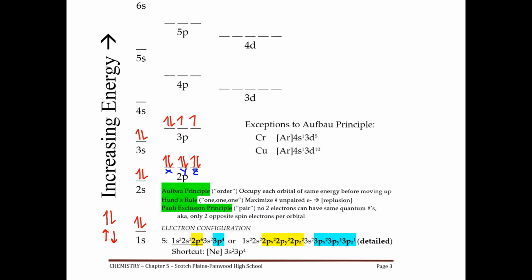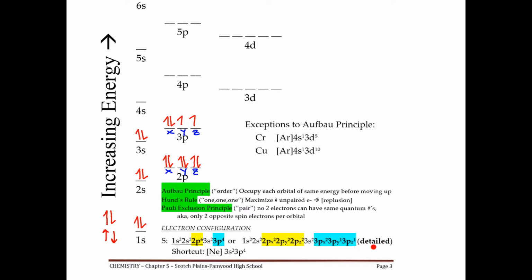Then if we look at the 3p, the x and the y and the z, you're going to notice that we have 2 in the first one in the x, 1 in the y, 1 in the z. So this would be 3px2, 3py1, 3pz1, and that's going to be right here.